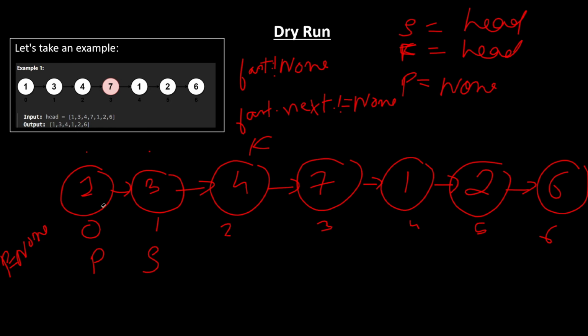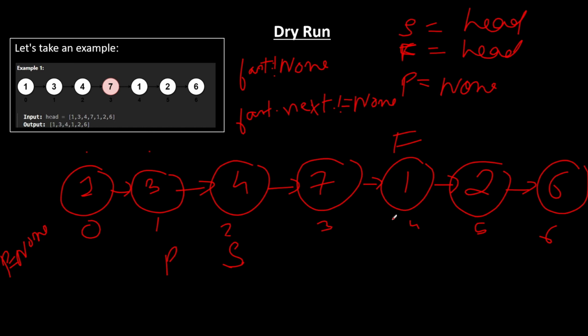Again, we can see that fast is not null and fast dot next is also not null, right? So we put previous here, slow here, and fast will move 2 steps ahead. Okay, we'll remove this now. We are done with this. Great.